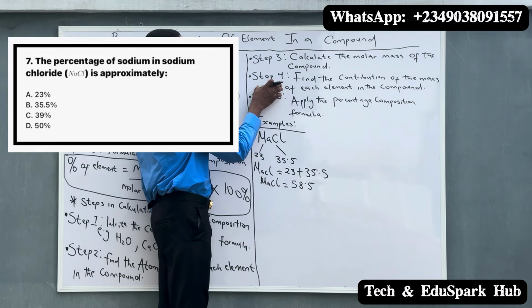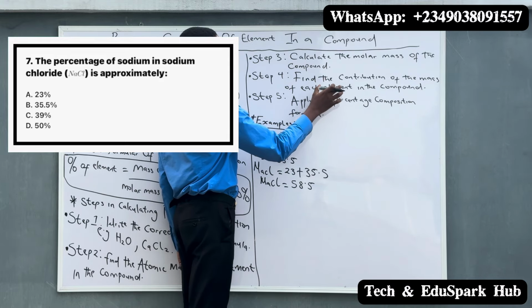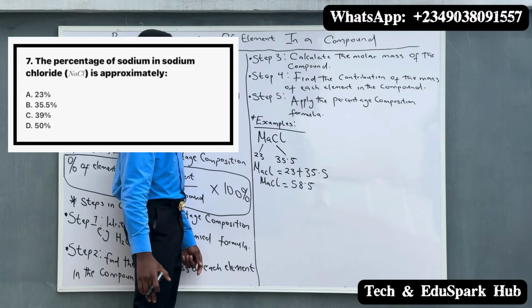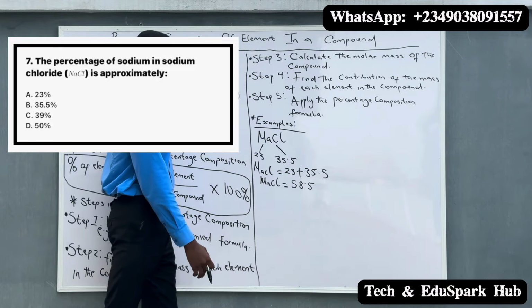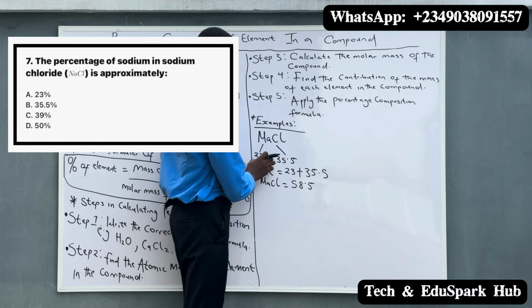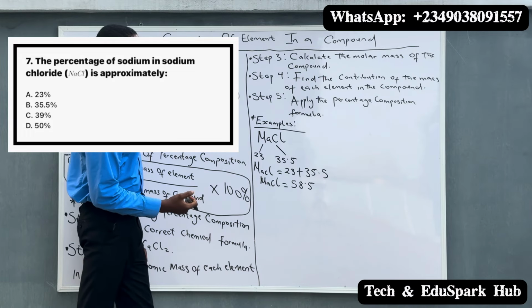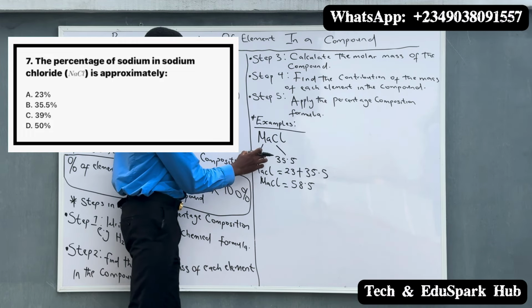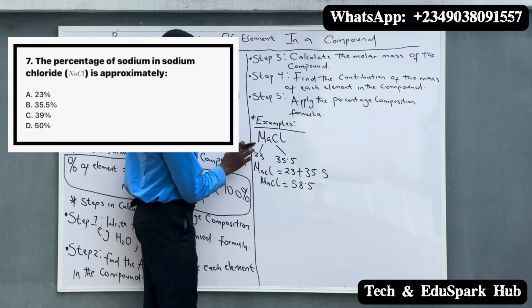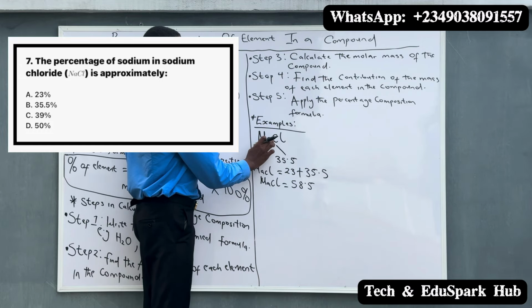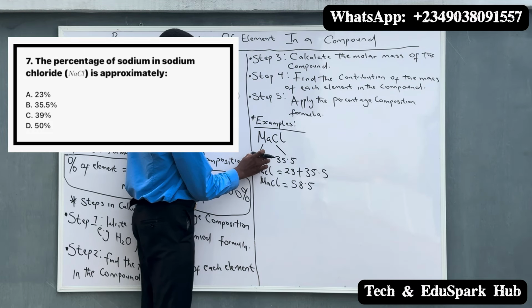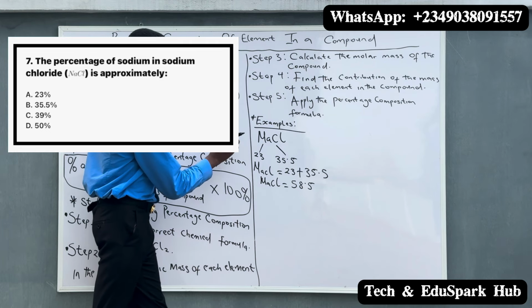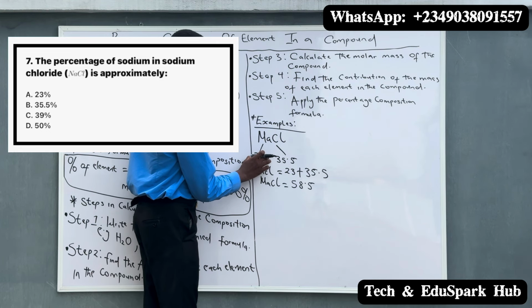So moving to the fourth step, we have to find the contribution of the mass of each element in the compound. In this case, the question is asking us to find the contribution of sodium in sodium chloride. So we are only going to work with sodium in this case. So the mass contribution of sodium is just 23 because it does not carry any number. Assuming it carried any number, you would have to multiply that atomic mass by that number to find the mass contribution. But in this case, it is not carrying any number, so we are just having 23.